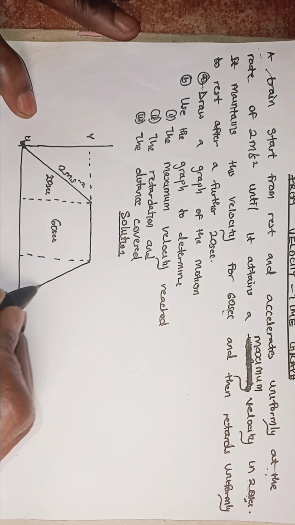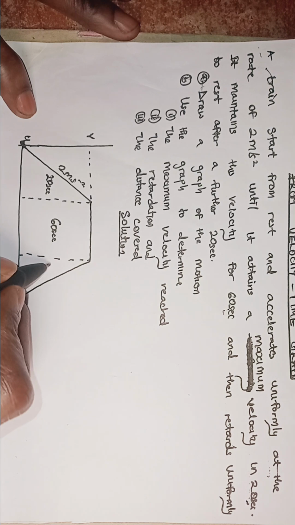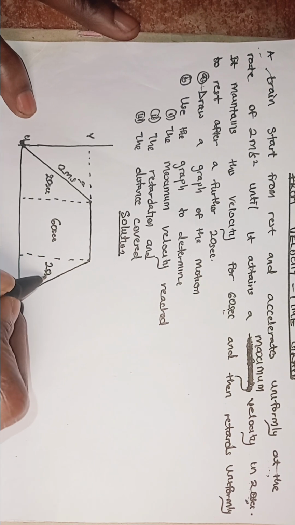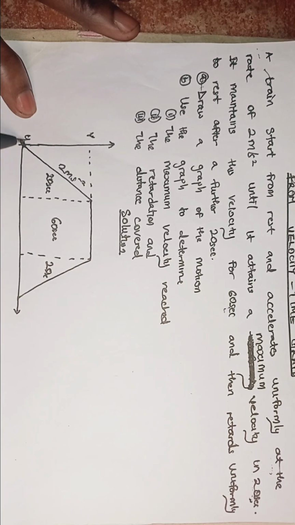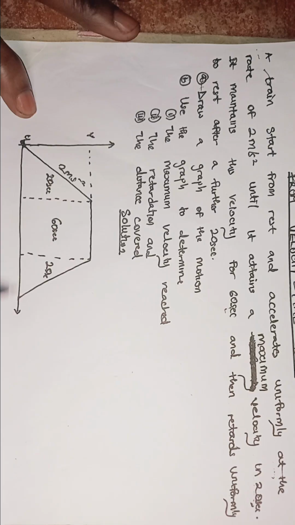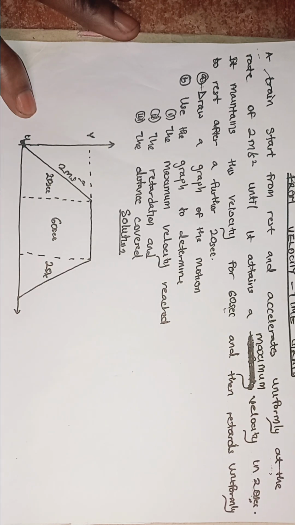So this is the point of the retardation. We bring it down for another 20 seconds. So we have drawn the velocity-time graph now. This is our velocity-time graph. This is the final velocity. This is the initial velocity. This is our time here. So we have to distribute the time here now.